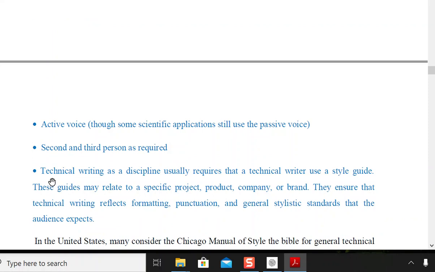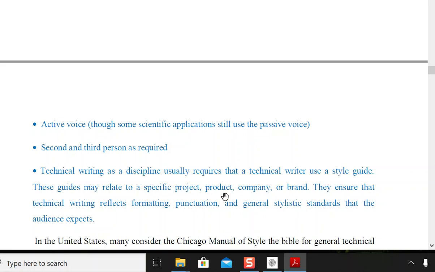Read this concept. Technical writing as a discipline usually requires that a technical writer use a style guide. These guides may relate to specific projects. I mean, every project has its own style of writing. For example, people working on geography, marine sciences, biology, plants, use a different style, but the people of computers are different. Fine. So these points make a difference.